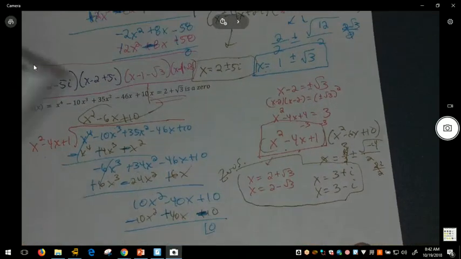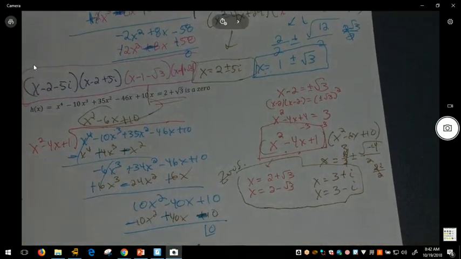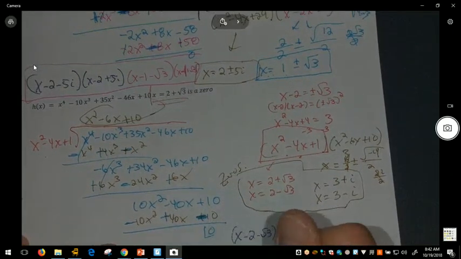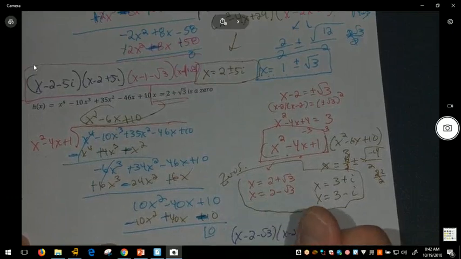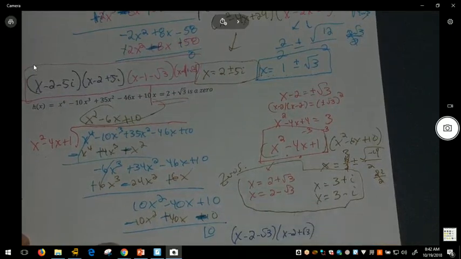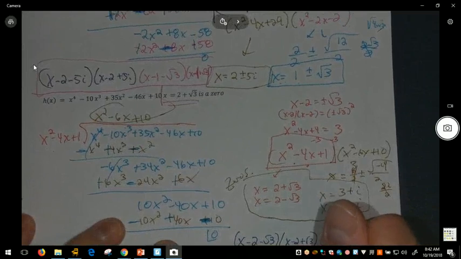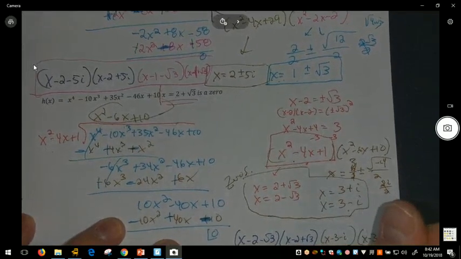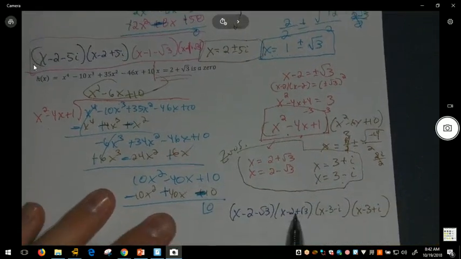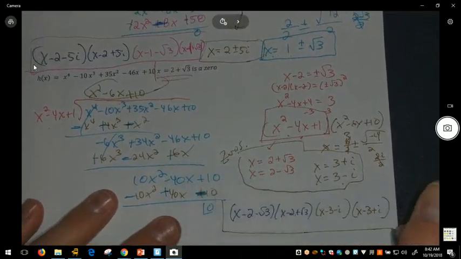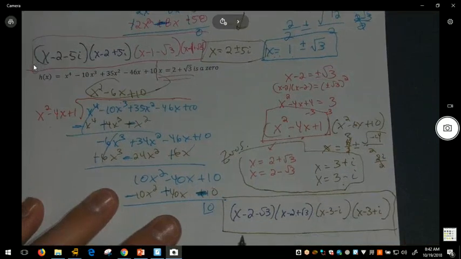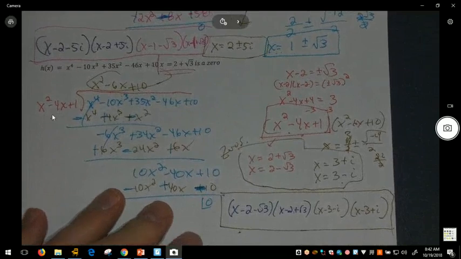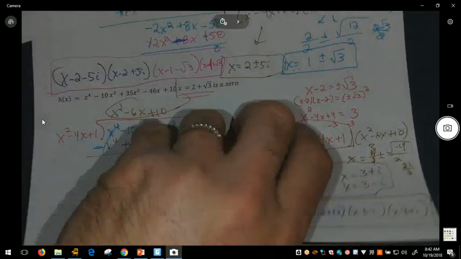We were also asked to write it in terms of linear factorization. So this one gives me x minus 2 minus square root of 3 times x minus 2 plus square root of 3. This one gives me x minus 3 minus i, and this one gives me x minus 3 plus i. There's the same polynomial function written as linear factors, the product of linear factors. One last example of this.